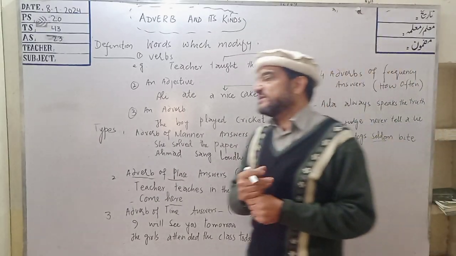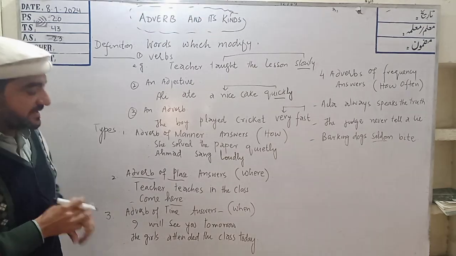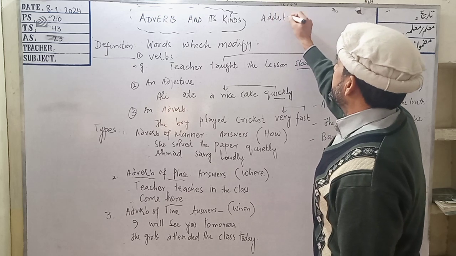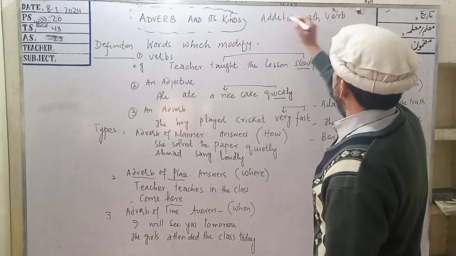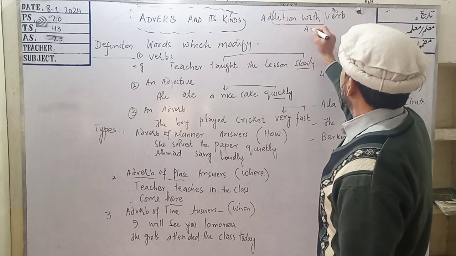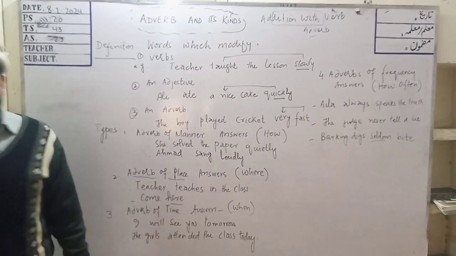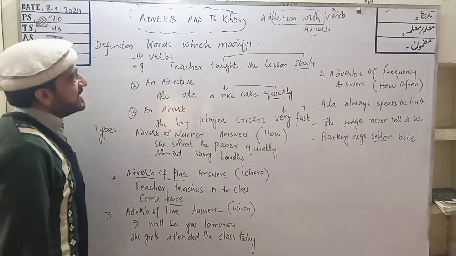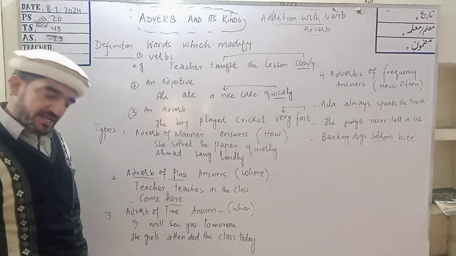Dear students, today we are going to discuss an important part of speech that is known as adverb. Adverb is derived from the word addition with verb. So this portion has been replaced from it and it is known as adverb. So adverb is that part of speech which can modify all parts of speech except noun and pronoun. Noun and pronoun are modified by adjective.